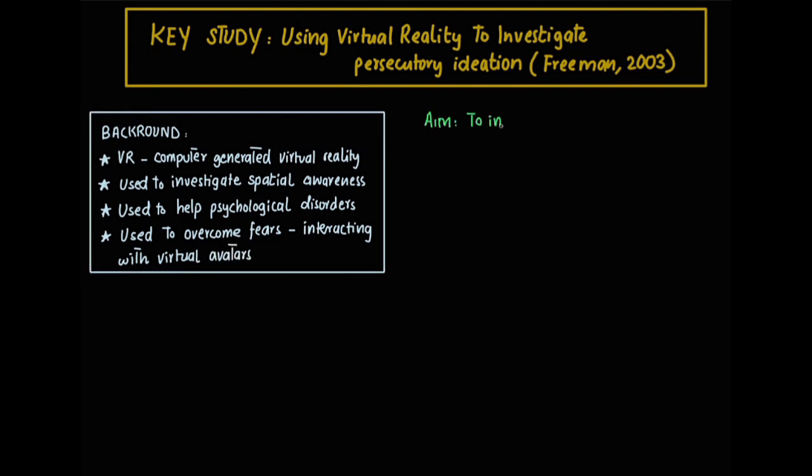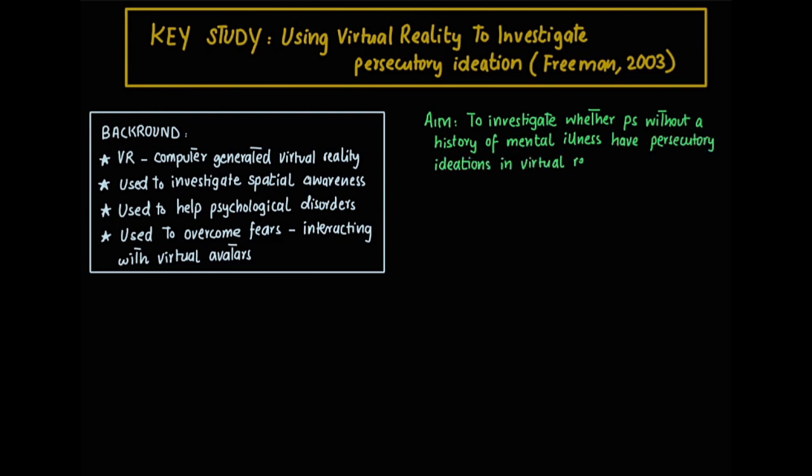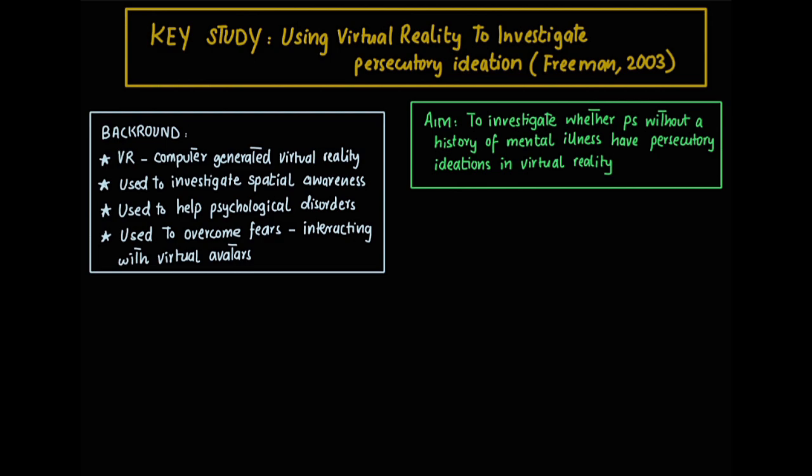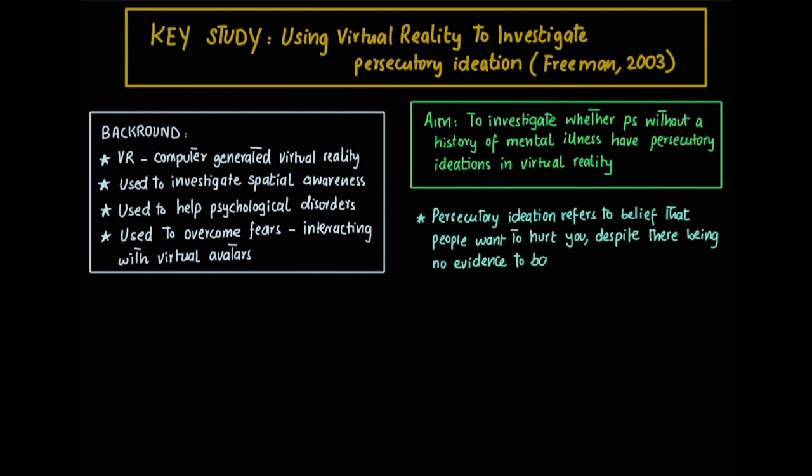The aim of Freeman's study is quite straightforward. Freeman wanted to investigate whether participants without any history of mental illness would have persecutory ideations in a virtual reality environment. Now, as I've previously mentioned, persecutory ideation or persecutory delusion refers to a belief that people want to hurt you despite there being no evidence to back this up, and this is one of the most common symptoms of schizophrenia.